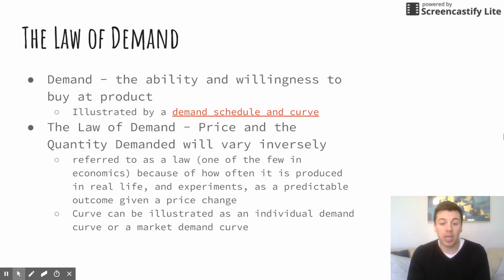Now, the law of demand itself is that price and quantity demanded will always vary inversely from one another. That just means opposite. All right, so if price is going to go up, quantity demanded is going to go down. And if price goes down, quantity demanded will go up. And that's always going to be the case.